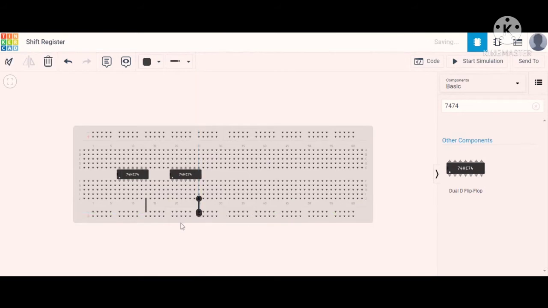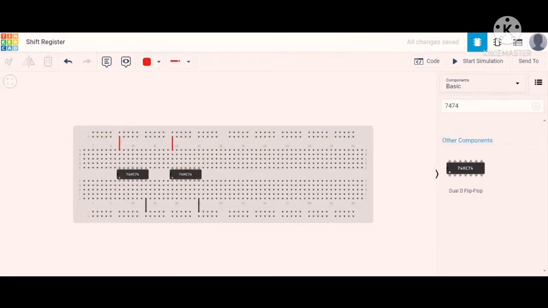We connect the 7th pin of this IC to the ground, and after that we very well know that the 14th pin of the IC is connected to the power supply. So we connect it to the power supply and give the wire the color red in this manner.